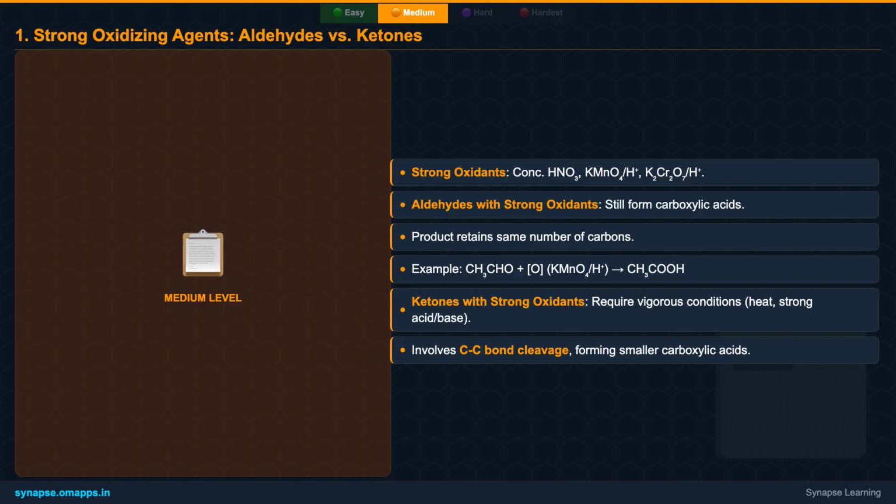However, the story changes dramatically for ketones. They resist mild conditions, but under vigorous treatment, high temperatures, strong acids, and powerful oxidants, their carbon skeleton breaks down. This C-C bond cleavage is a significant difference and leads to smaller carboxylic acids, often as a mixture of products.